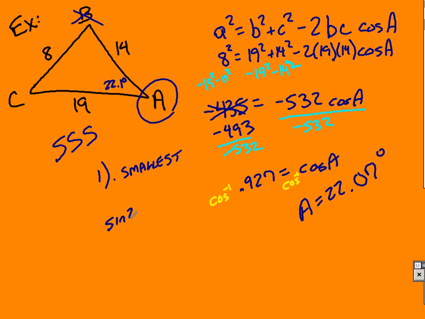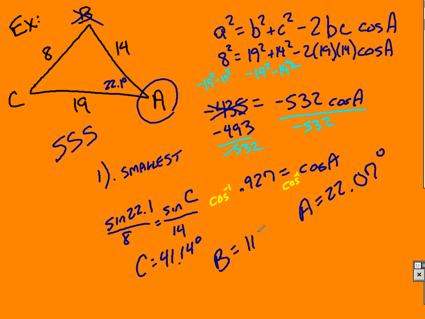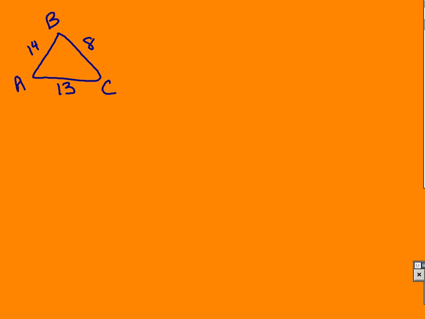So sine of 22.1 over 8 will equal sine of C over 14. You would cross multiply and divide, and you should get that C is equal to 41.14 degrees. And then it's triangle sum theorem from there, which means that B should equal 116.8 degrees as your final answer there. Alright? Again, I'll give you another one for you to try on your own if you would like, to check and see how you're doing.